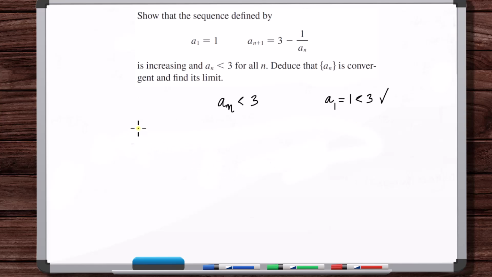Now we're going to change into k for the induction proof. We're going to assume that this is true. We are assuming that this is true. Now we want to use algebraic manipulation to show that this is true for a sub k plus 1. Okay. So we're going to start by dividing both sides by a sub k. Now we're going to divide both sides by 3.